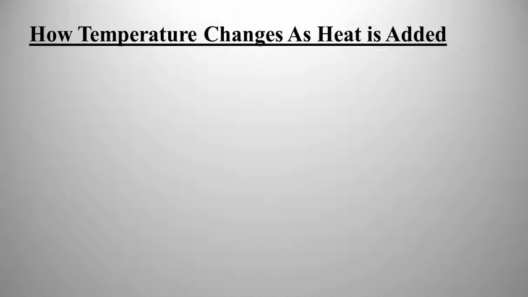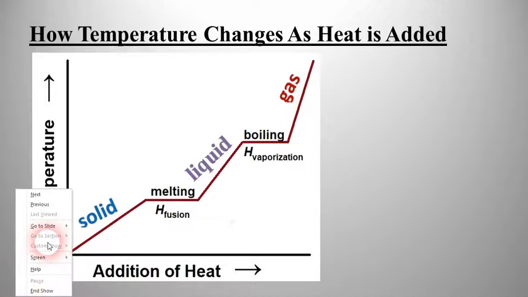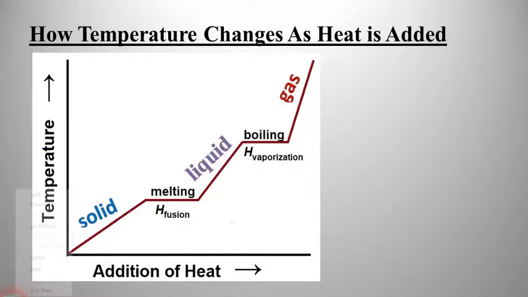For example, here we're looking at how temperature changes as heat is added. Let's take a look at this diagram here. What we can see is something we call a heating curve. We start at the left end of the graph, where we have a solid at a very low temperature, and as we add heat, that solid is heated, and that makes sense. That's what we would expect to happen.